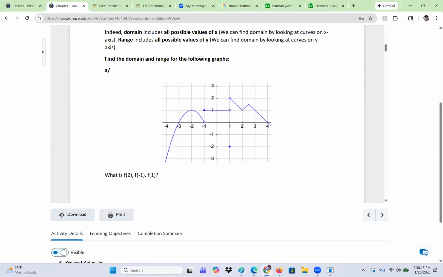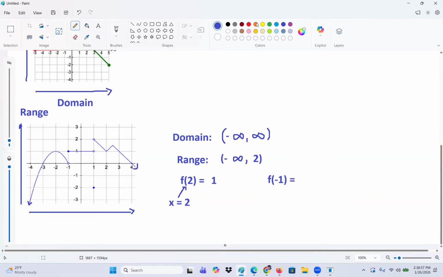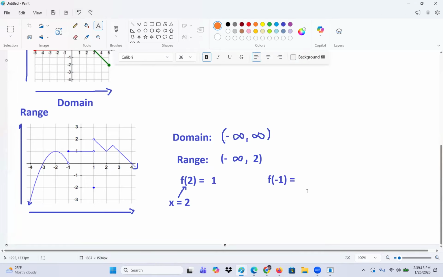We do the same thing for f of negative 1 as well. How can we find the output of x equals negative 1? We look at the length equal to negative 1, which is right here, and y equals 1 as well. This is open, so we don't count this point because it is an open circle. So f of negative 1 is just 1 by itself.